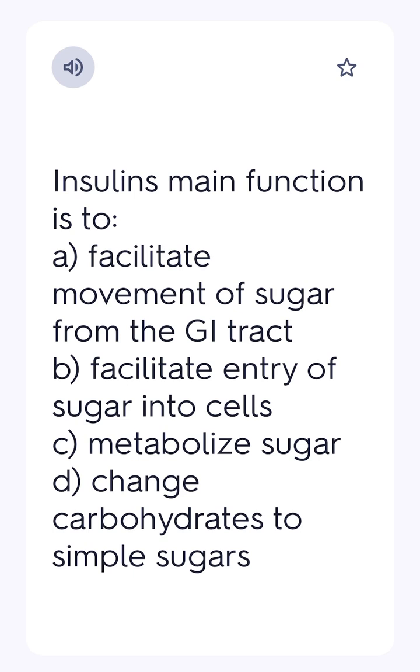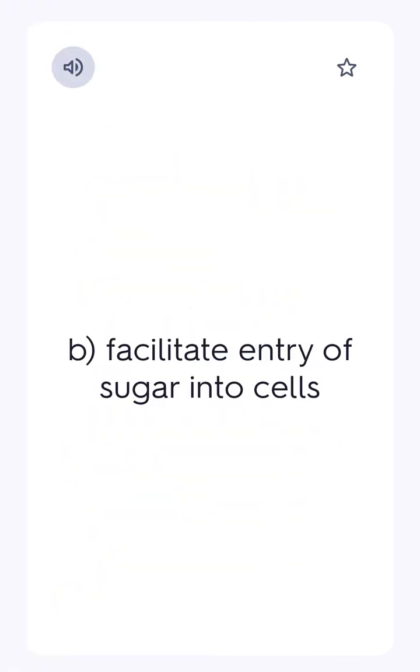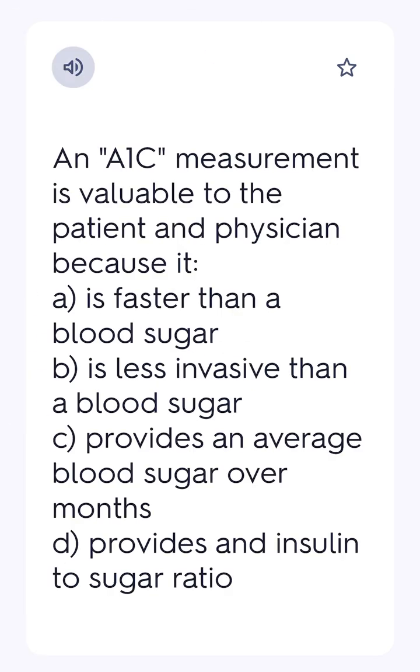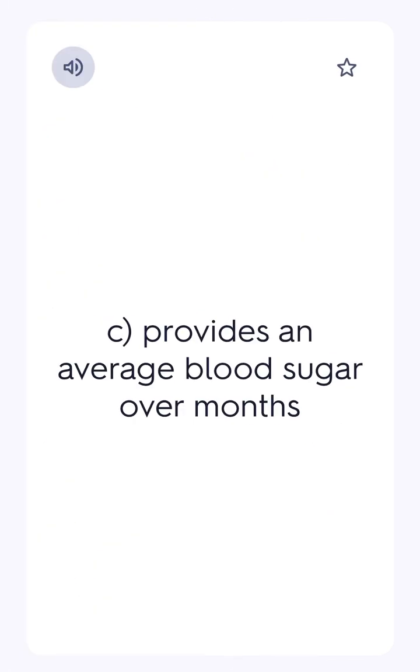Insulin's main function is to A, facilitate movement of sugar from the GI tract; B, facilitate entry of sugar into cells; C, metabolize sugar; D, change carbohydrates to simple sugars. B, facilitate entry of sugar into cells. An A1C measurement is valuable to the patient and physician because it A, is faster than a blood sugar; B, is less invasive than a blood sugar; C, provides an average blood sugar over months; D, provides an insulin to sugar ratio. C, provides an average blood sugar over months.